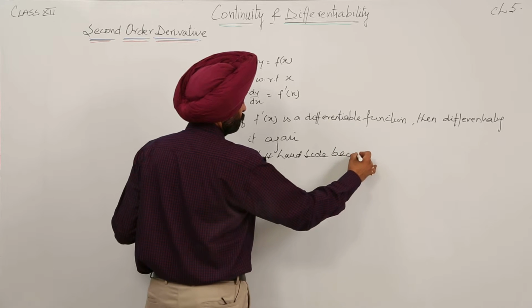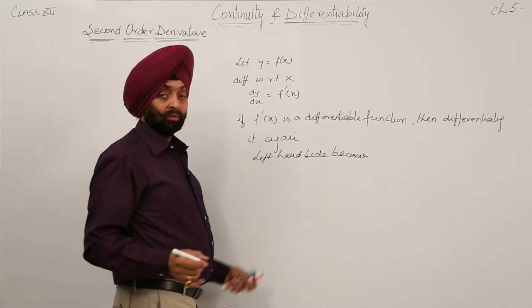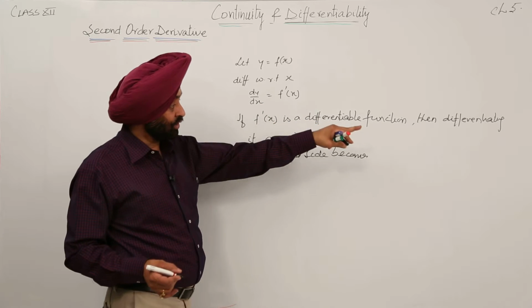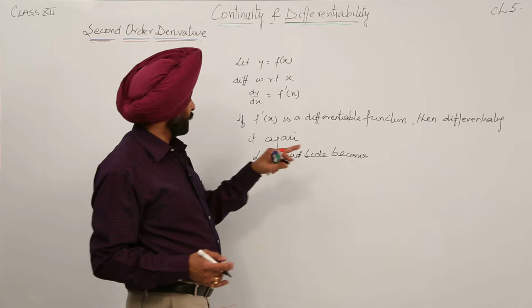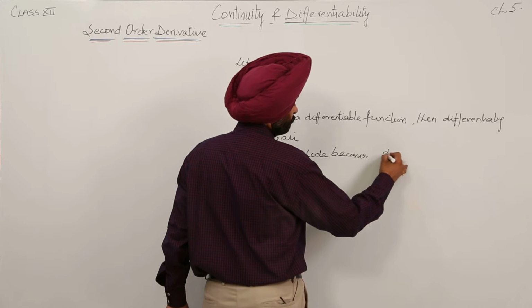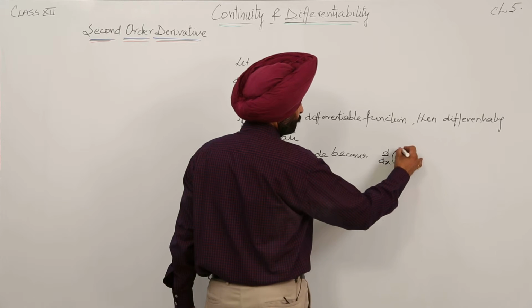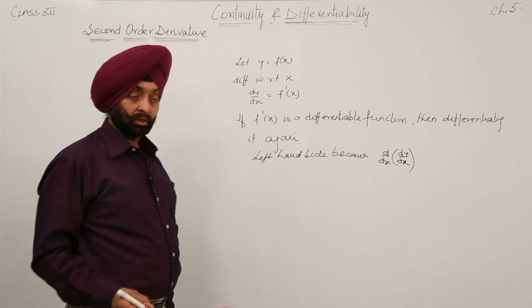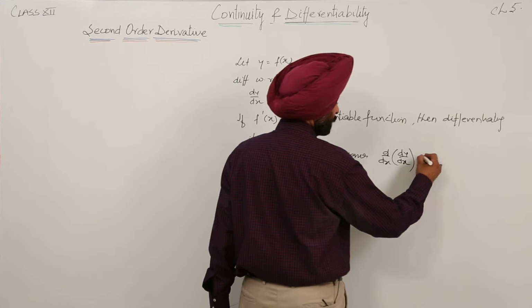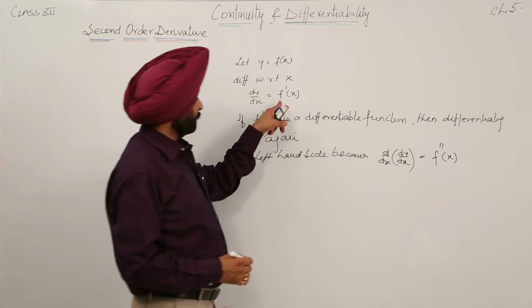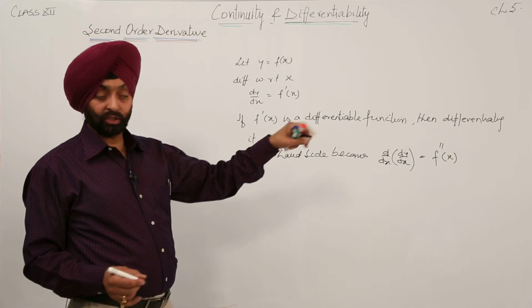So what does the left hand side become? This is a derivative function and we are differentiating it again, so we get d by dx of dy by dx. The right hand side will be written as f''(x). It is already differentiated once, and now it will be differentiated like this.